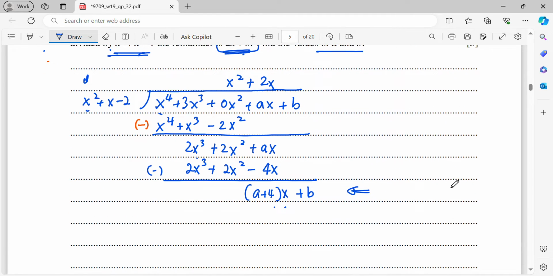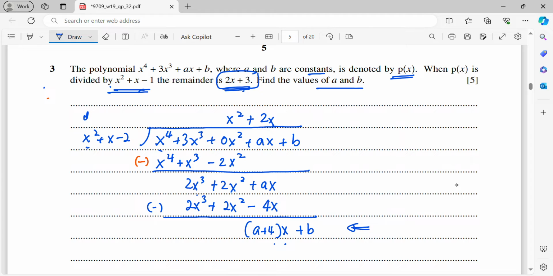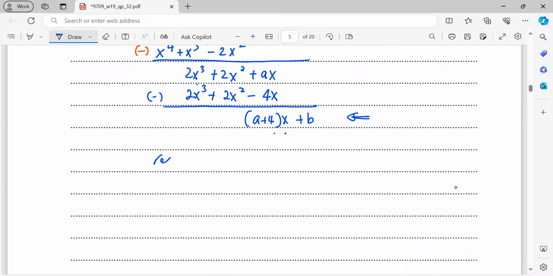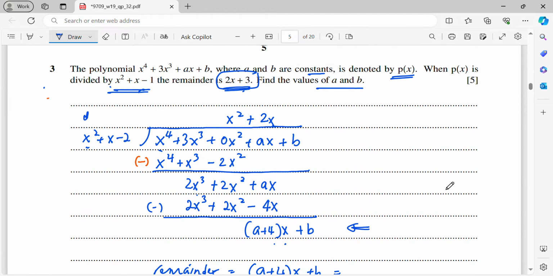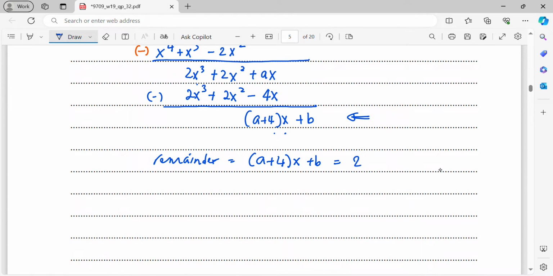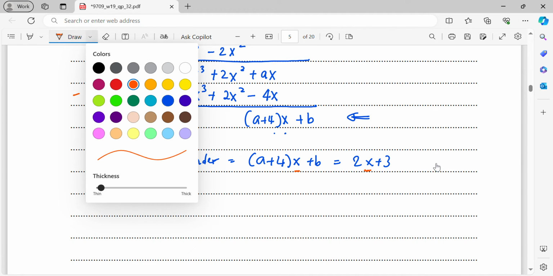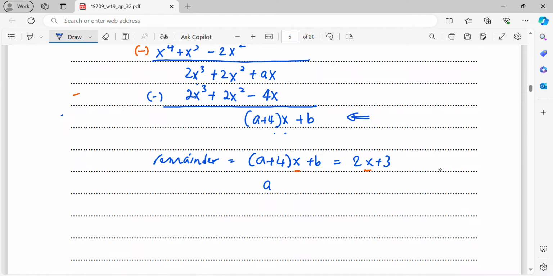So now I will just equate them to get a and b. The remainder equals (a + 4)x + b, which is the same as 2x + 3. When I compare the coefficient of x, I get a + 4 = 2. Therefore, my a is 2 minus 4, which is minus 2. And then my b equals 3.